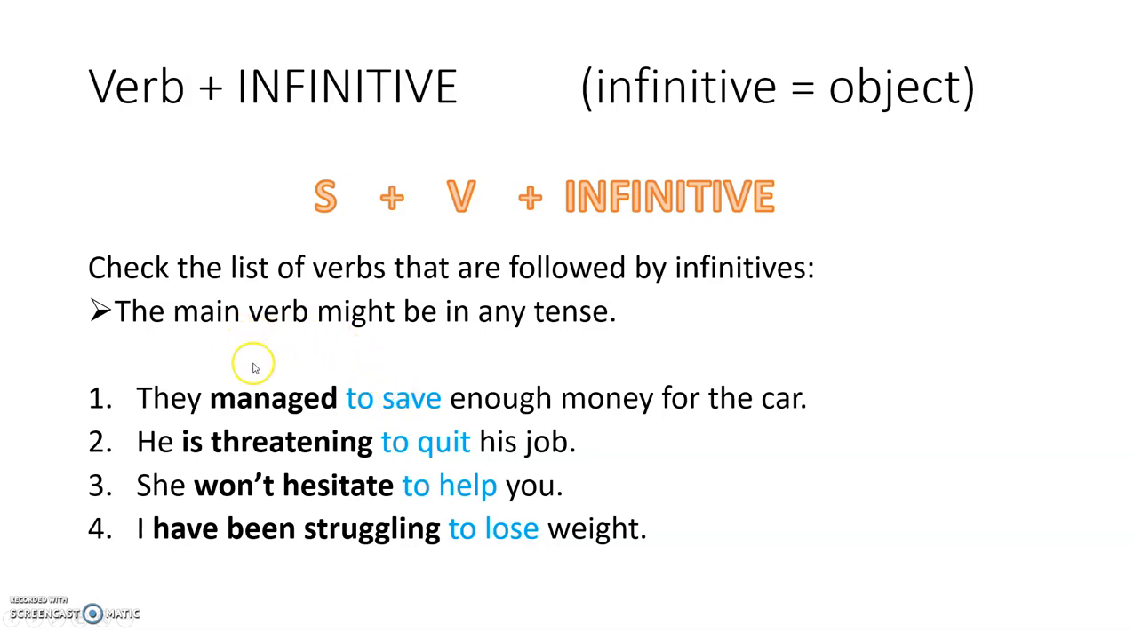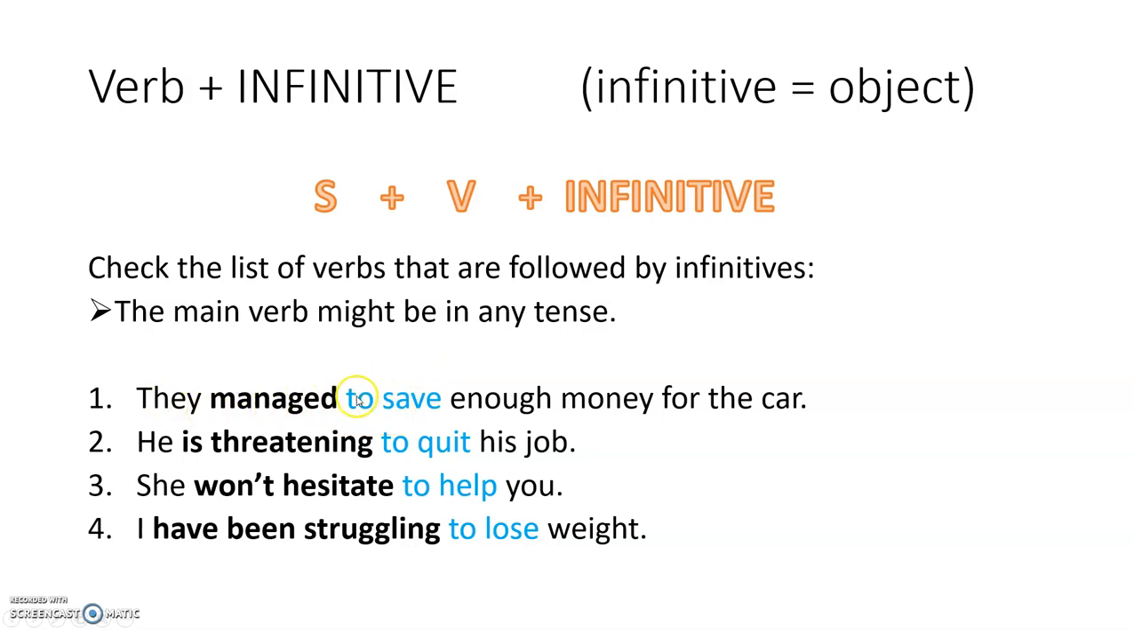I want to point out that that main verb on the list might be written in any verb tense. The tense does not matter. So I made sure to put different examples here. I've got simple past, present progressive, future, and present perfect progressive. It does not matter what verb tense you have. After that verb, you're going to use an infinitive.